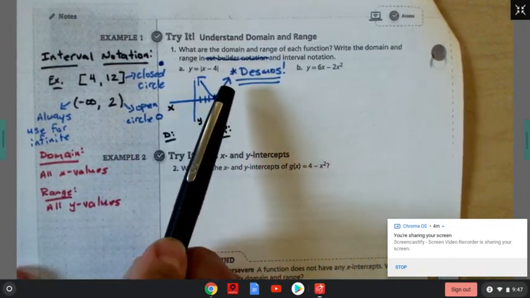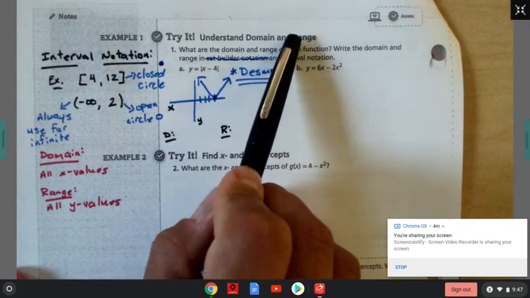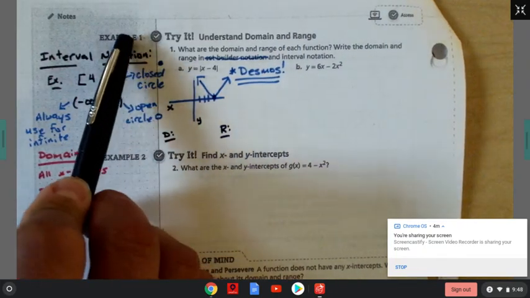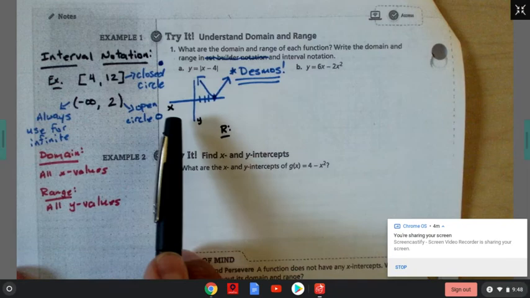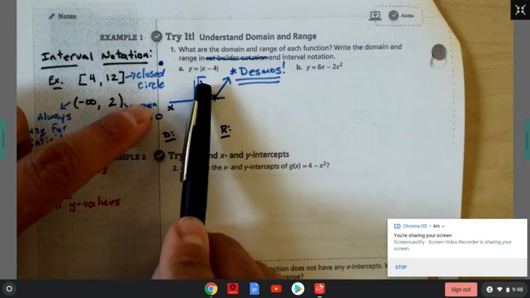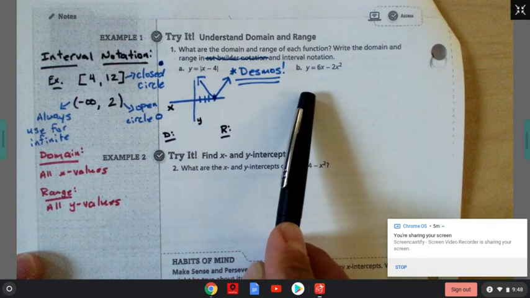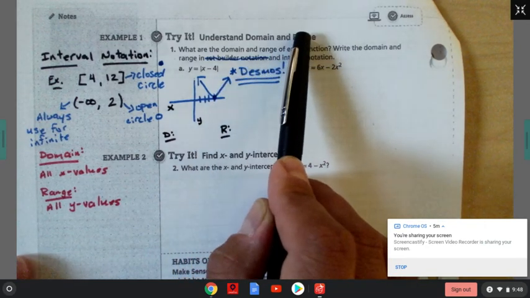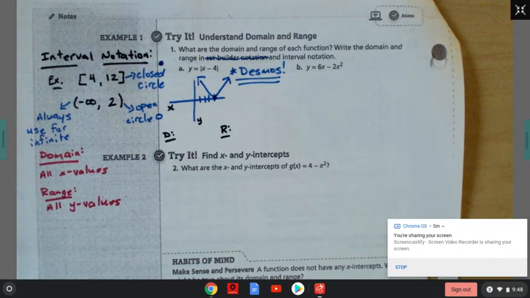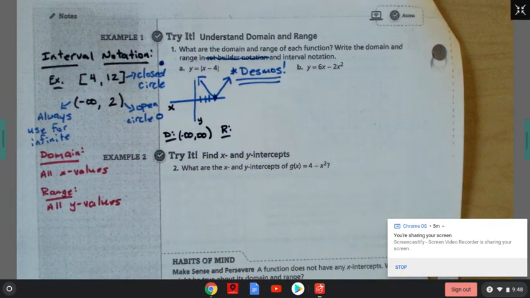If you notice, this graph has 2 arrows on the end. That means it is going to go in this direction forever, and it is going to go in this direction forever. It's never going to stop. So no matter what number you pick on the x, let's say you pick -10, which is way over here, that graph eventually is going to get to -10. If you pick +100, which is way over here, this graph eventually is going to get to +100. So that means it will never stop. Therefore, our domain is negative infinity to positive infinity because it just keeps going forever because of those arrows.